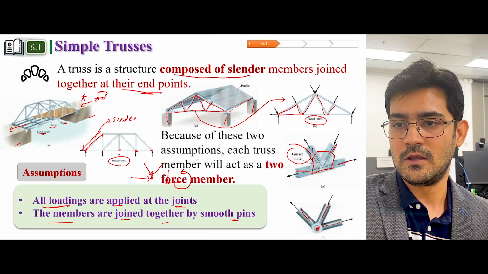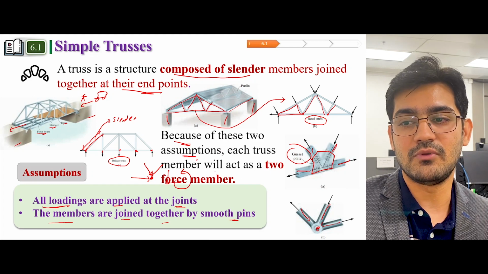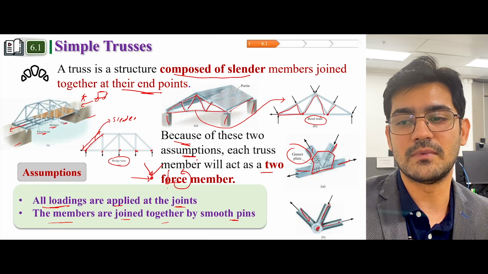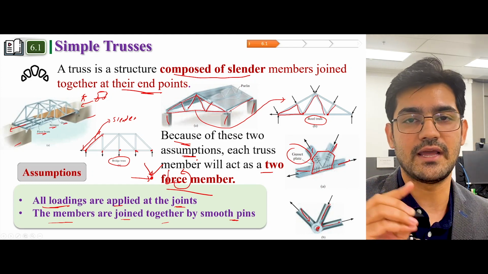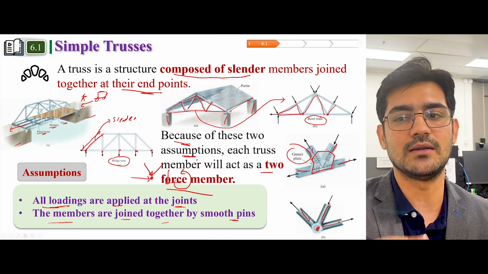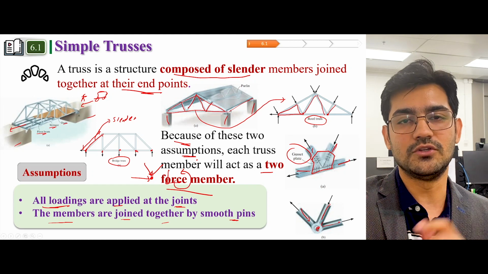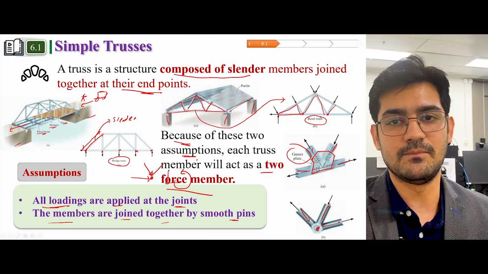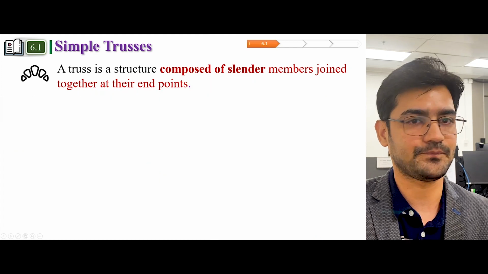Now, because of these 2 assumptions, each truss member will act as a 2-force member. And we will talk about these two force members, but the idea is that we should not have a moment, because if we have moment, we need a material to resist that moment, and we want the trusses to only carry axial force as two-force members to simplify our problem and to make design more efficient.